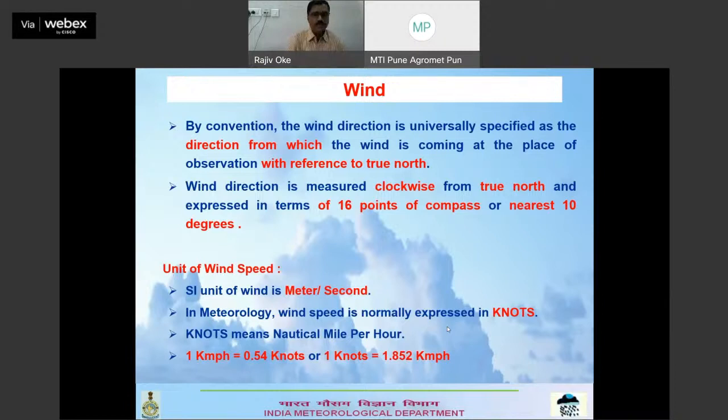In meteorology, it is normally expressed in knots, though we calculate in meter per second or kilometer per hour. But while expressing in weather codes or in synop messages or giving data to UTC or anywhere, we mention the wind speed expressed in knots. Knot is nautical mile per hour; 1 kmph is equivalent to 0.54 knots.